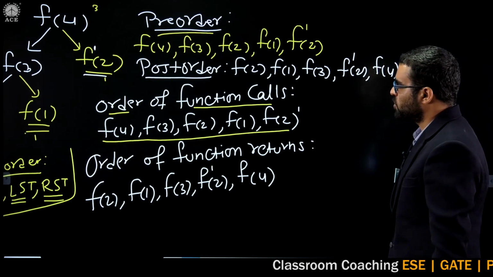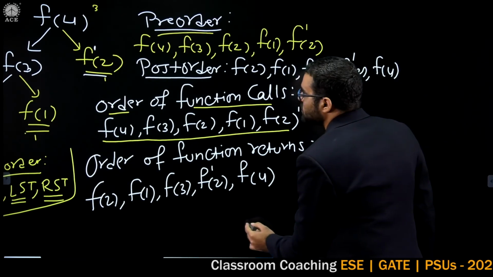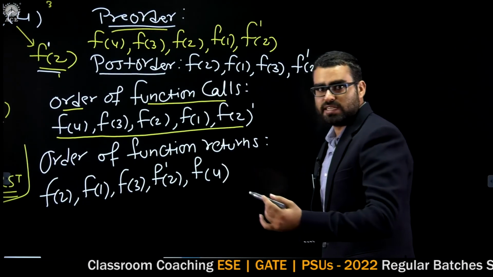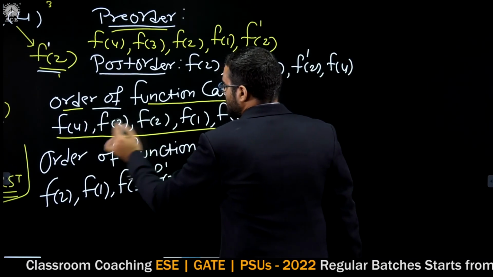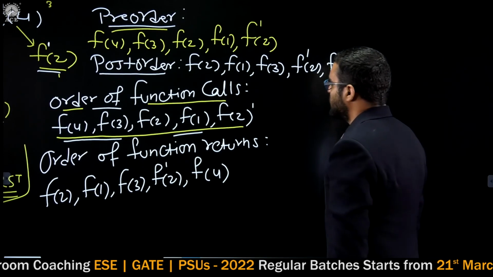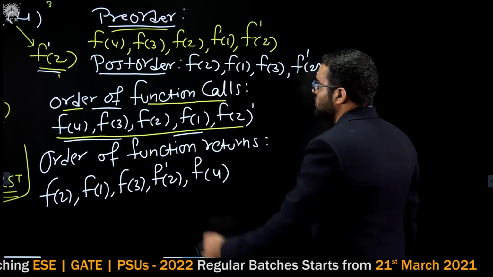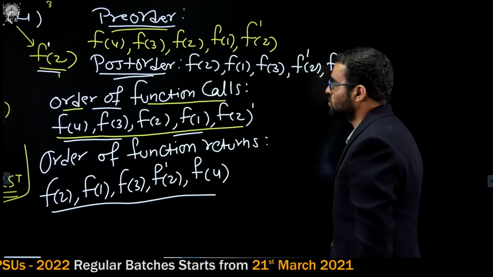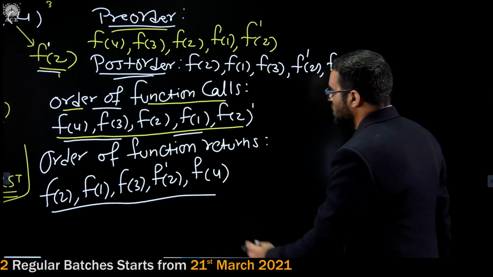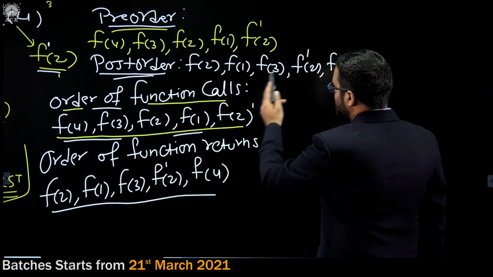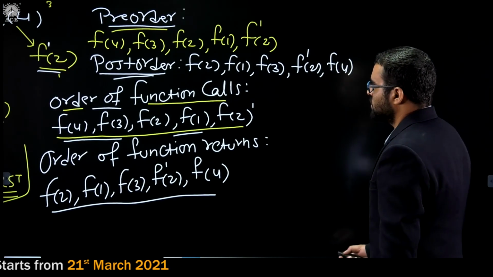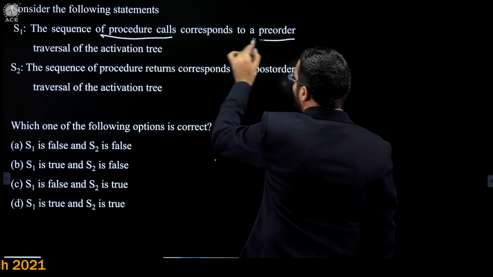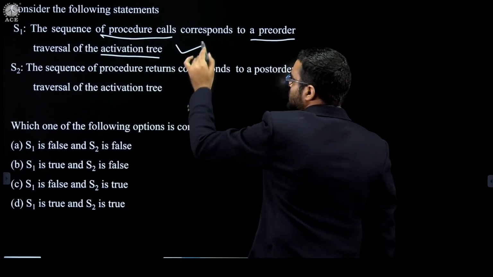Now you can notice here that the pre-order traversal is the same as the order of function calls, and the post-order traversal is the same as the order of function returns. You can see, F2, exactly the same. So we can say that the sequence of procedure calls corresponds to the pre-order traversal of the activation tree. This is correct.